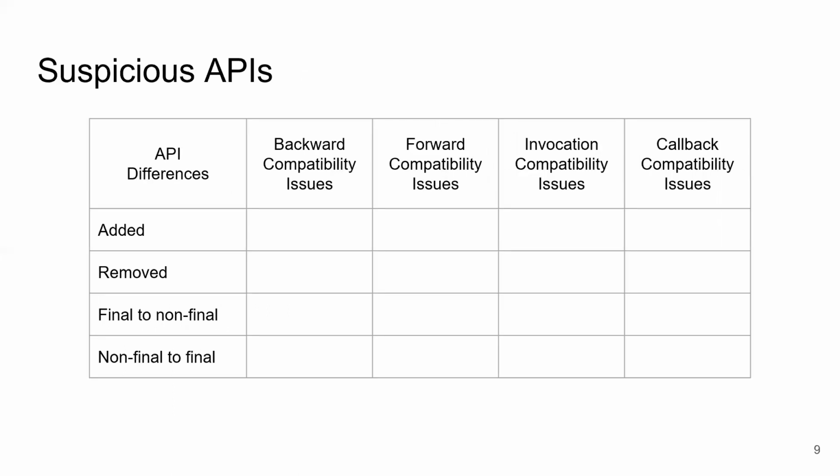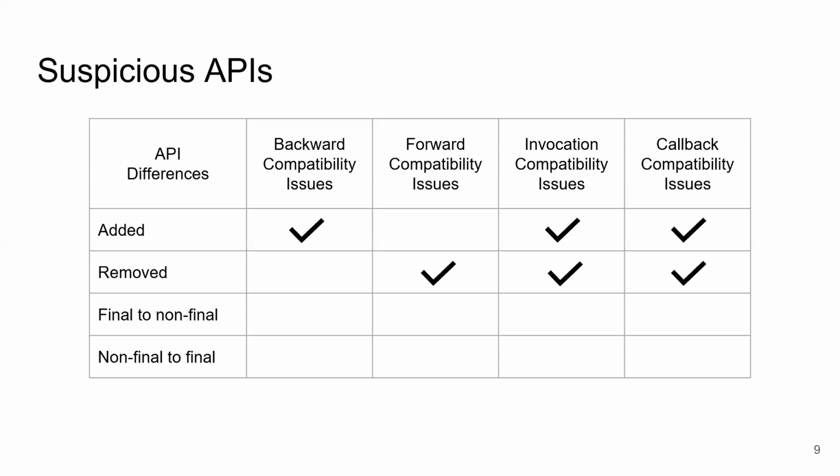Not all the API differences are equally responsible for compatibility issues. We named the differences that can cause compatibility issues suspicious APIs. Added ones cannot cause forward compatibility issues. They can only cause backward compatibility issues for both invocation and callback. So we only collect added ones from min SDK version to target SDK version. Similarly, removed ones can cause forward compatibility issues for both invocation and callback usages. And we collect removed suspicious API methods from target SDK version to max SDK version.